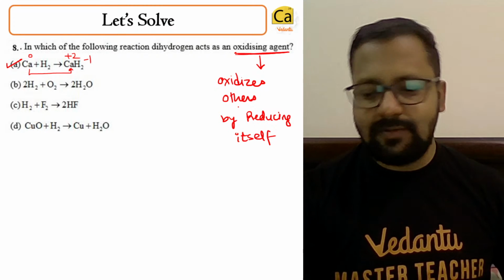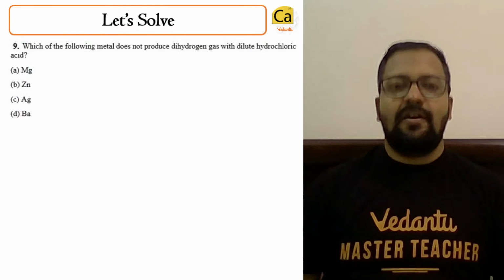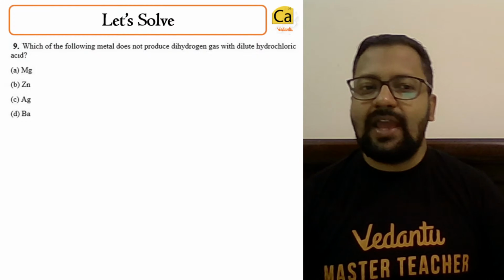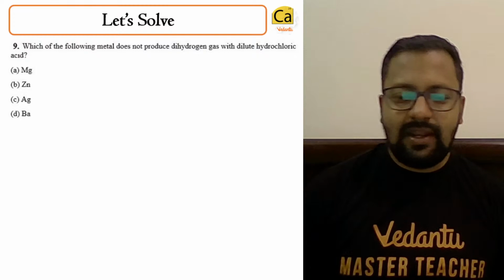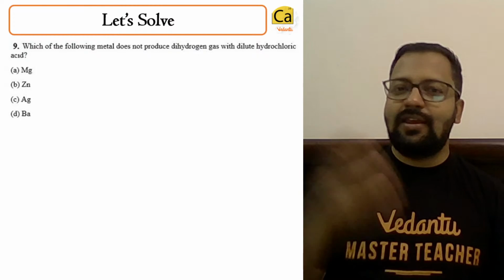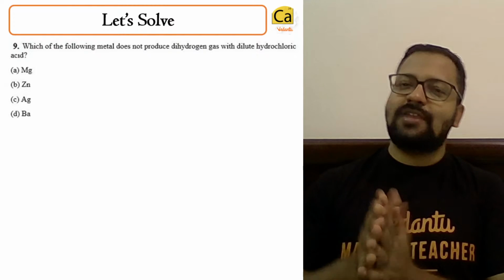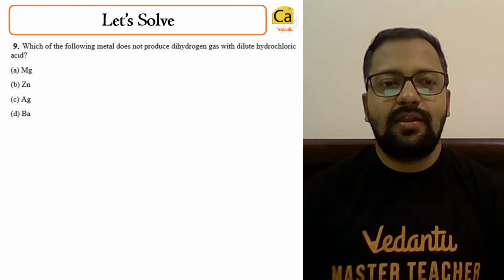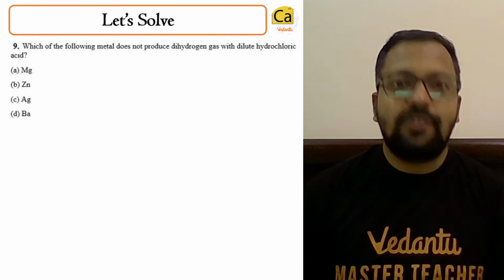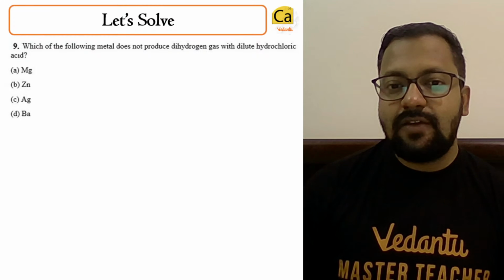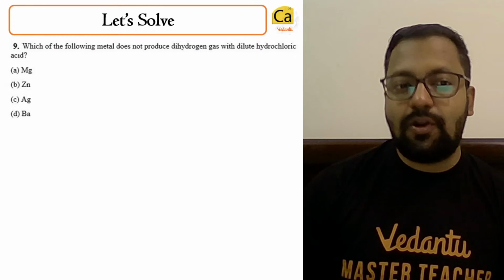Okay, clear? So let's move on to the next question. Which of the following metals does not produce dihydrogen with dilute hydrochloric acid? Dihydrogen is just H2. Advanced chemistry texts will always use dihydrogen. You can call it hydrogen, that's not a problem. So which of the metals will not produce dihydrogen gas with dilute hydrochloric acid?